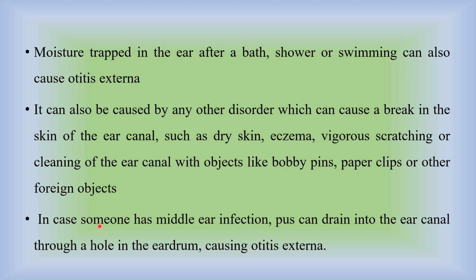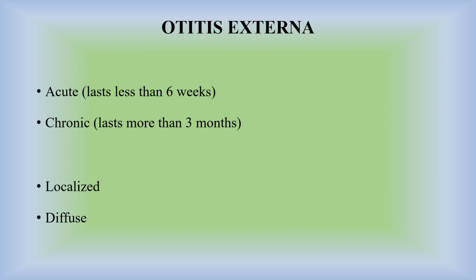And in cases where someone has middle ear infection, which I have already described, the pus drains into the ear canal through a hole, causing irritation, edema, and leading to otitis externa. So this is the repetition. So otitis externa can be acute, basically for the bacterial one, when it lasts less than 6 weeks, and it may become chronic if it is more than 3 months. It can be localized or it can be diffuse.